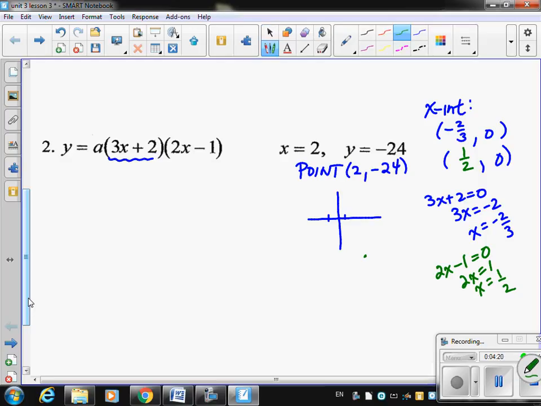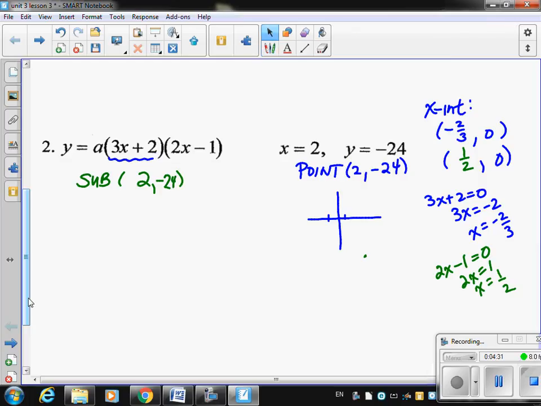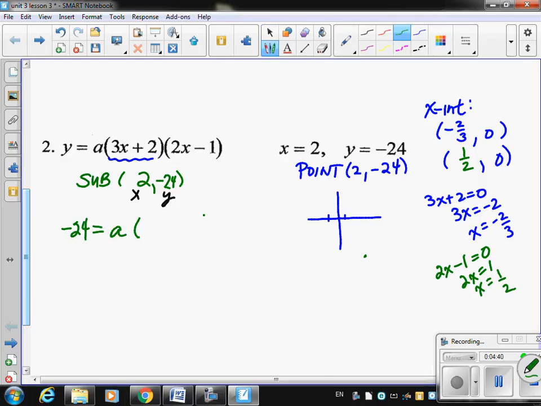So for this equation, I'm going to substitute the point that I know so that I can solve for A. The point is 2, -24. Remember that they're in the order x, y. So the -24 is my y value, goes where y is. I want to solve for A. In the first bracket, I have 3 times 2, so I'm going to put another bracket instead of a times sign. And my second bracket is 2 times 2, subtract 1.